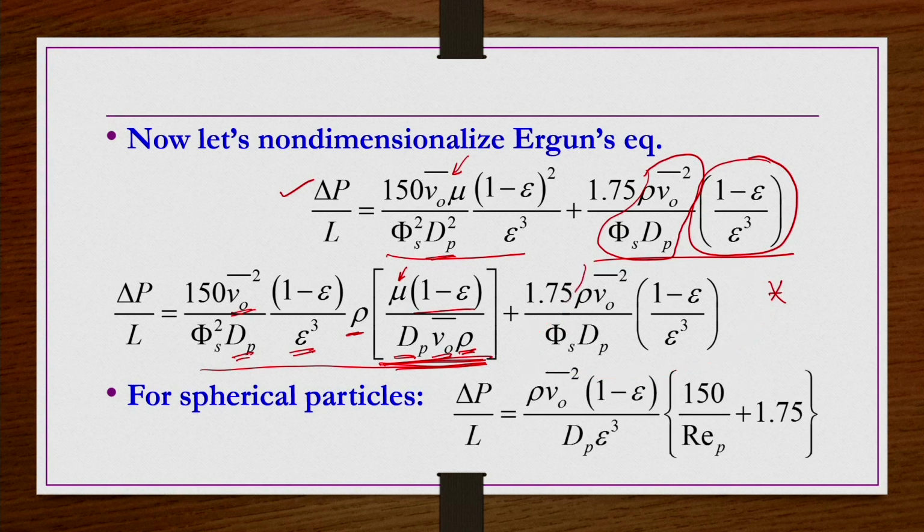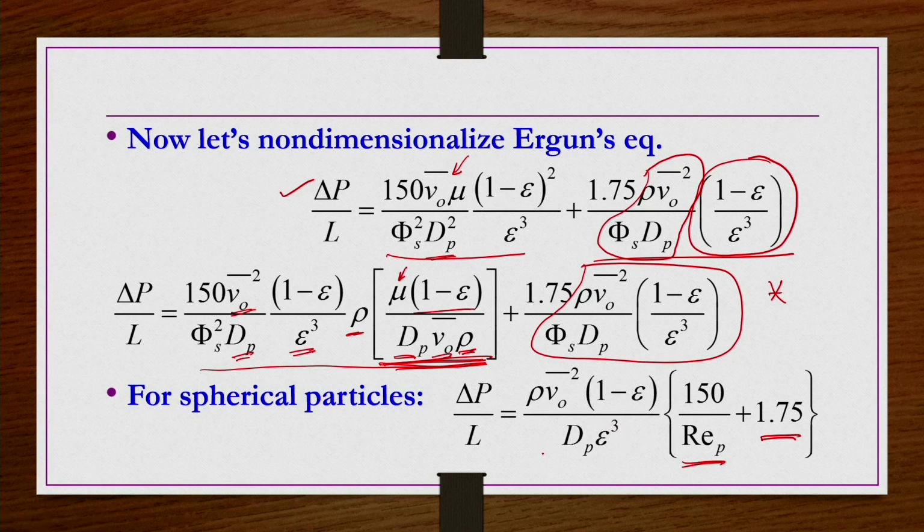Then, delta P by L on the right hand side, rho V naught bar square, 1 minus epsilon by dP epsilon cube we are taking common after taking pi s equal to 1, that is for spherical conditions. From the first part we have 150 multiplied by mu, 1 minus epsilon by dP V naught bar by rho. That is nothing but 1 by Rep. So, we can write 150 by Rep, and this part is anyway taken common. So, only 1.75 is remaining.